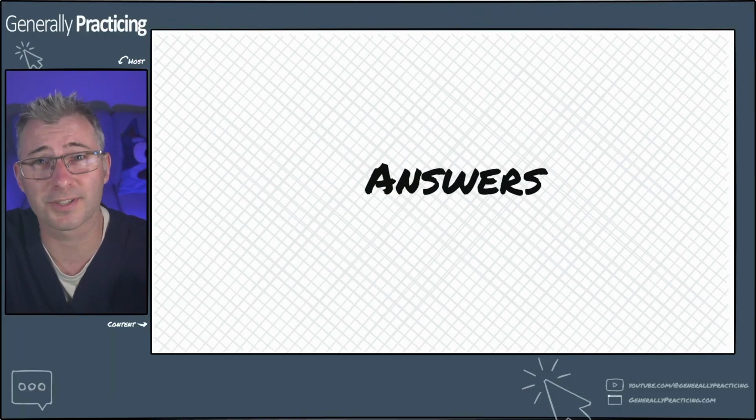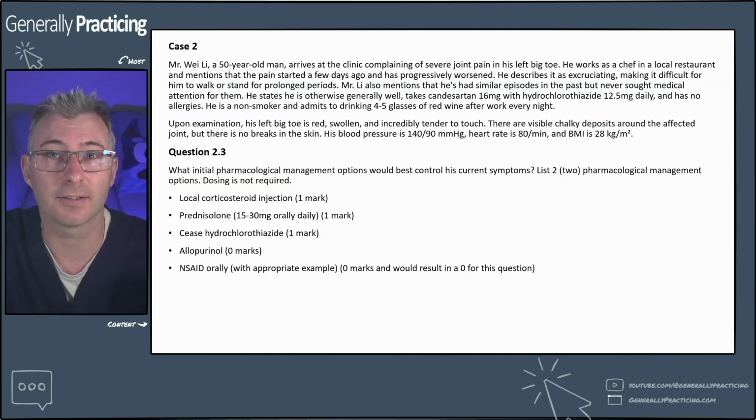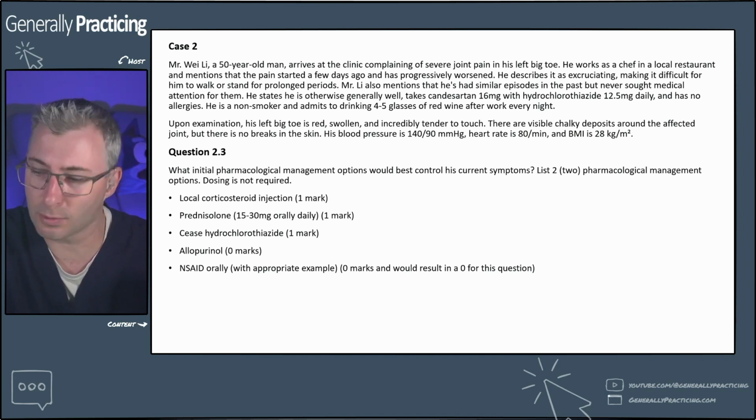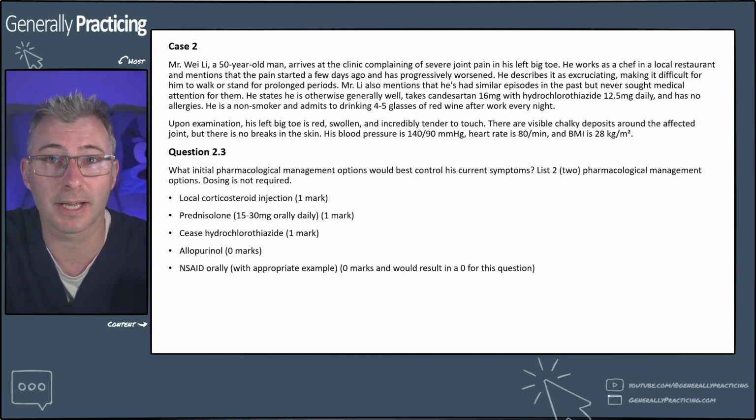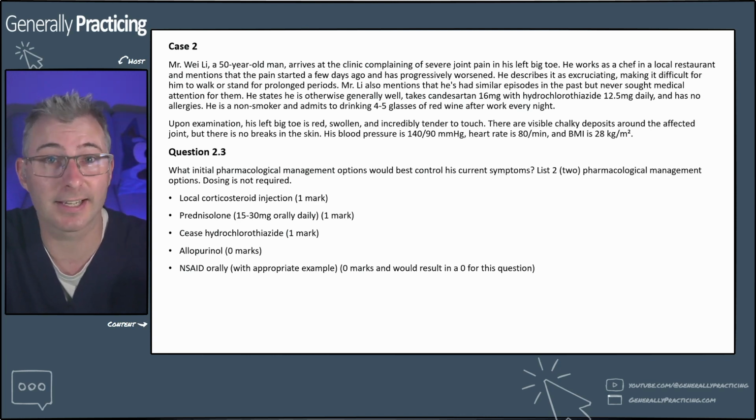Oh, this is one of those questions they love because everyone falls for their dastardly little trap of saying, oh, yep, we'll give them an NSAID, we'll give them ibuprofen, good pain relief, and yes, usually recommended for patients with gout. But this patient's on candesartan and hydrochlorothiazide. So using an NSAID in this case would be the triple whammy and would result in a 0 for the question. Now, of course, one thing here that you would be specifying is cease hydrochlorothiazide. And in that instance, it may actually be that they could consider giving you a mark, but I think that would be on a case-by-case basis.